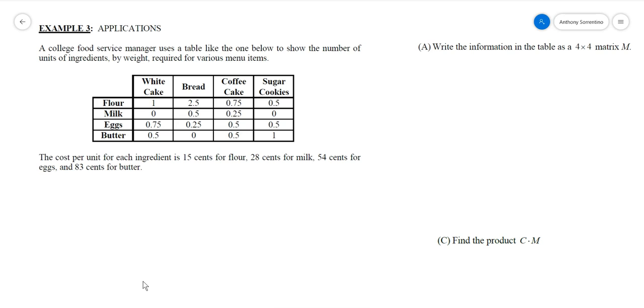So you have this information here which tells you that you have 4 bakery items: white cake, bread, coffee cake, and sugar cookies, and the flour, milk, eggs, and butter needed to make each. So they want to see how much they use by weight for the various items. The unit cost for each ingredient is 15 cents for flour per whatever unit of measurement they're using, 28 cents for milk, 54 cents for eggs, and 83 cents for butter. So they're saying that what we have in this table is a 4x4 matrix that we're going to call M.